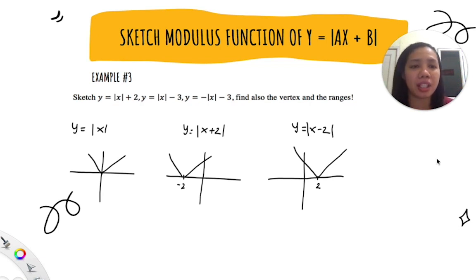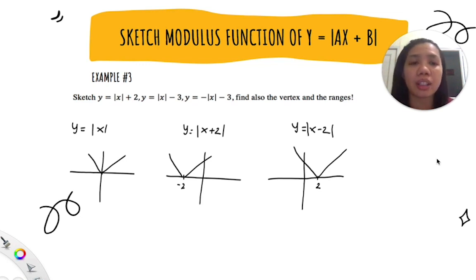Now in this video, we're gonna see how to solve example number 3 of sketching modulus function of y equals absolute of ax plus b. In this third example, we're gonna sketch three functions, which are y equals absolute of x plus 2, then y equals absolute of x minus 3, and then y equals minus absolute value of x minus 3. We're also gonna find the vertex and the ranges.